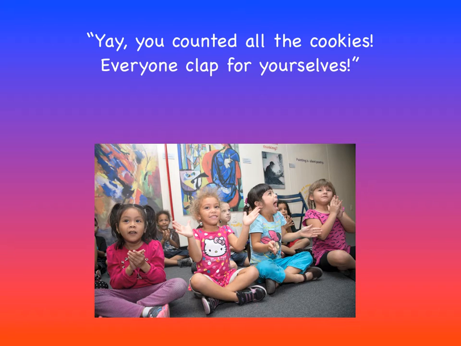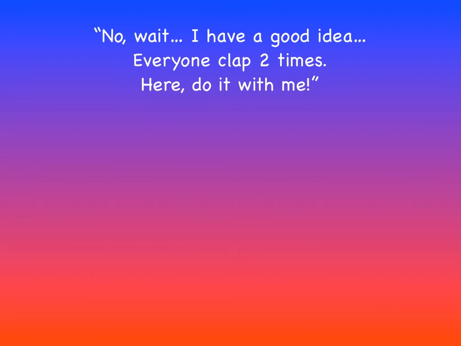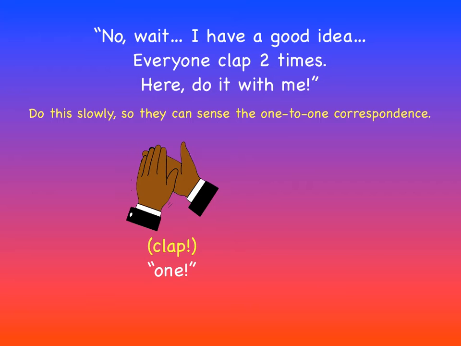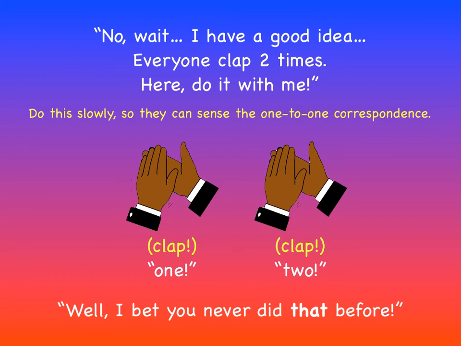Yay! You counted all the cookies. Everyone clap for yourselves. No, wait, I have a good idea. Everyone clap 2 times. Here, do it with me. Now do this slowly so they can sense the one-to-one correspondence as you clap 2 times. 1, 2. Well, I bet you never did that before.